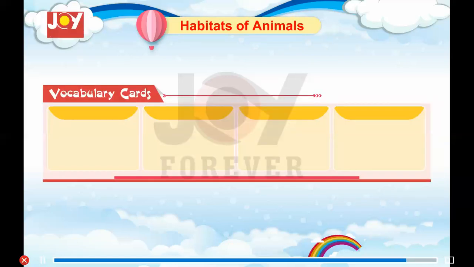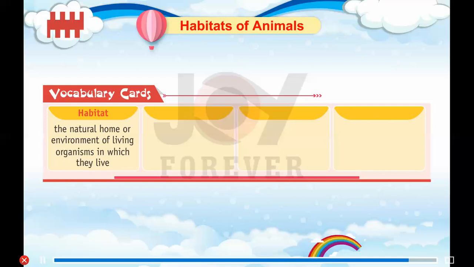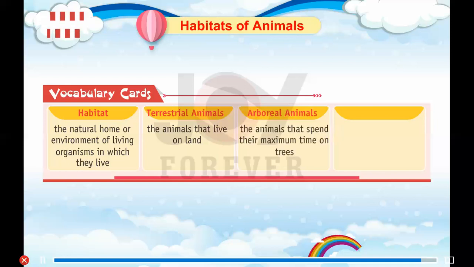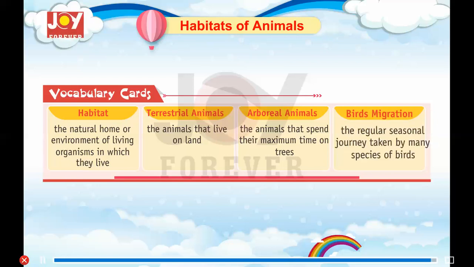Vocabulary cards. Habitat. The natural home or environment of living organisms in which they live. Terrestrial animals. The animals that live on land. Arboreal animals. The animals that spend their maximum time on trees. Birds' migration. The regular seasonal journey taken by many species of birds.